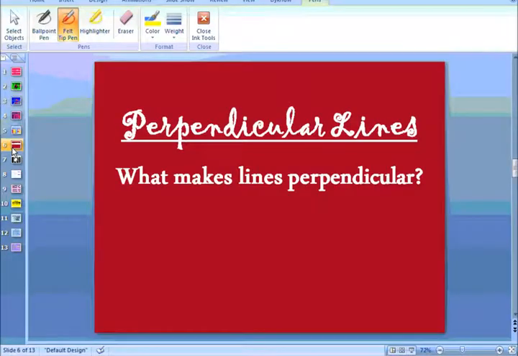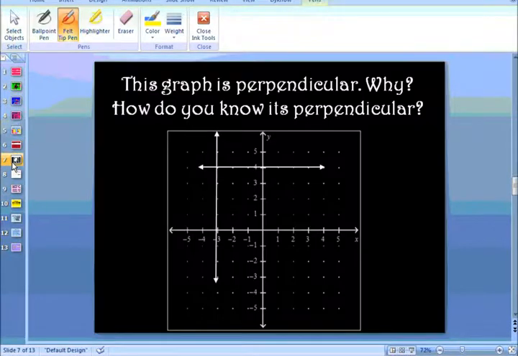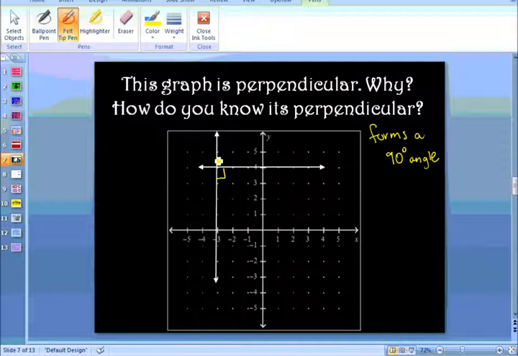Perpendicular lines. What makes lines perpendicular? Let's take a look at this graph. It says this graph is perpendicular. Why? How do you know it's perpendicular? First of all, perpendicular means it forms a 90-degree angle. So we know that this angle forms a 90-degree angle. It's telling us that it is perpendicular.